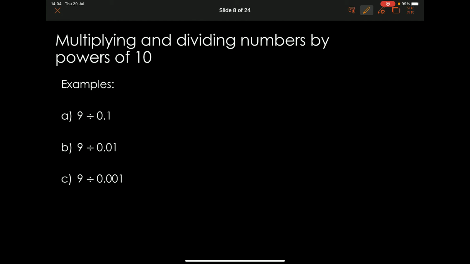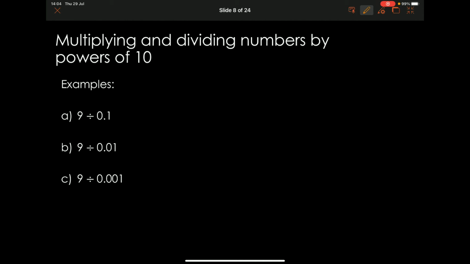When you divide, like on this page, by a number between 0 and 1, the answer is always bigger. So 9 divided by 0.1. 9 divided by 0.01. Why don't you pause the video and have a go and see what your answers are? And then I'll press play, and see what your answers will be once I go through them.